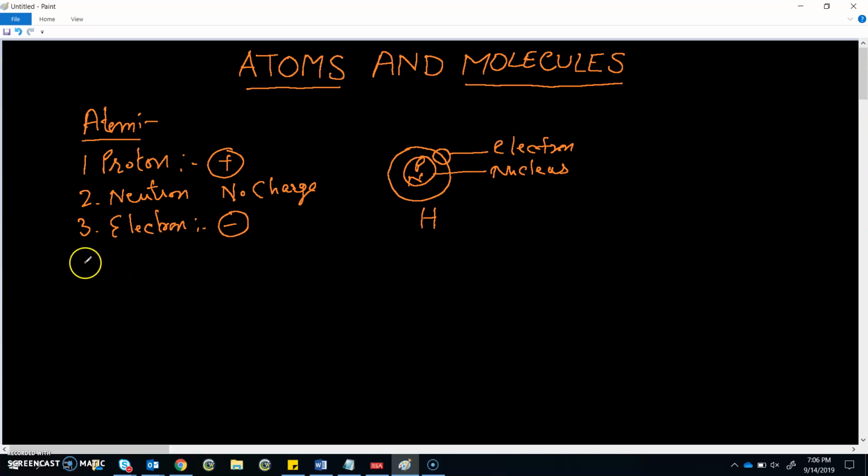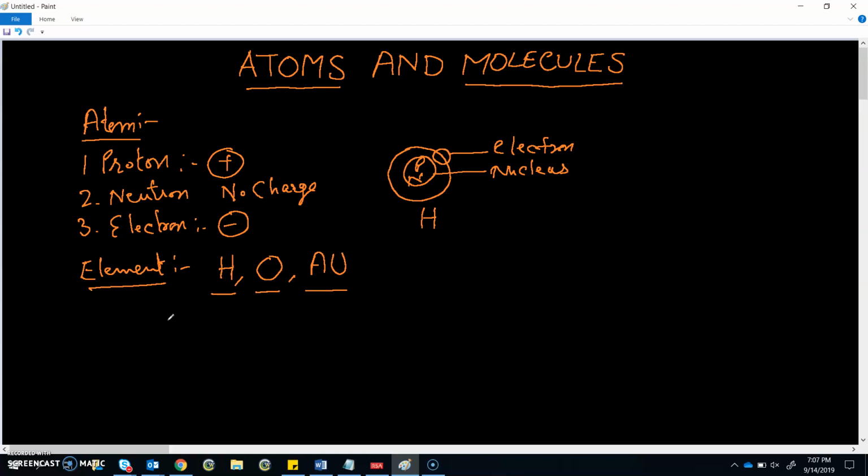Now what is next? Element. What is element? Atoms of the same kind combine to form an element. Suppose we take hydrogen an element, oxygen an element, even gold an element. These elements are made up of atoms of the same kind. Hydrogen is made up of the same kind of atoms. Oxygen is made up of the same kind of atoms. Even gold is also made up of gold atoms. These are the elements.